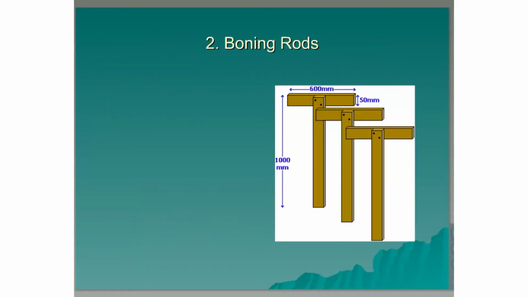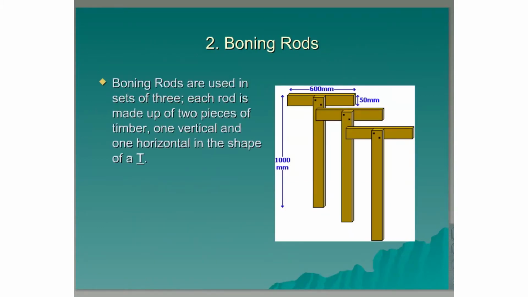The second method is the boning rods method. Boning rods are used in sets of 3. Each rod is made up of 2 pieces of timber, one vertical and one horizontal, in the shape of a T.